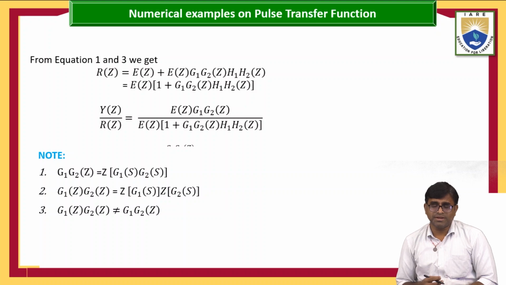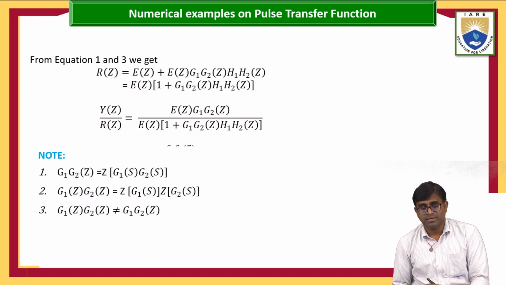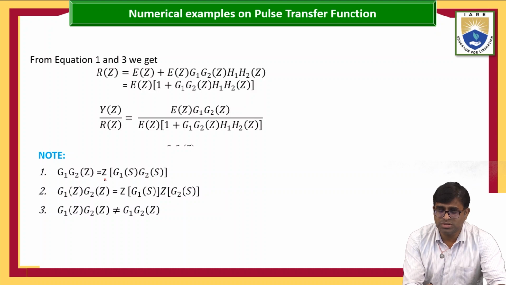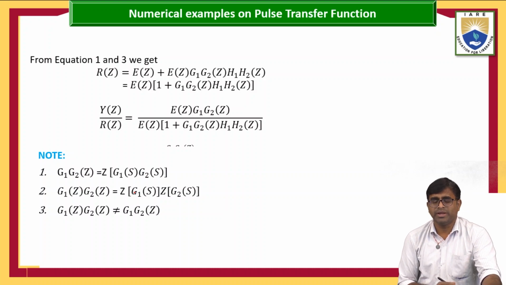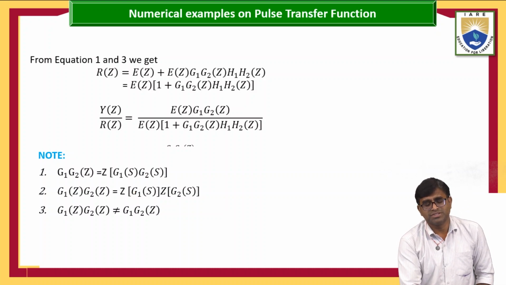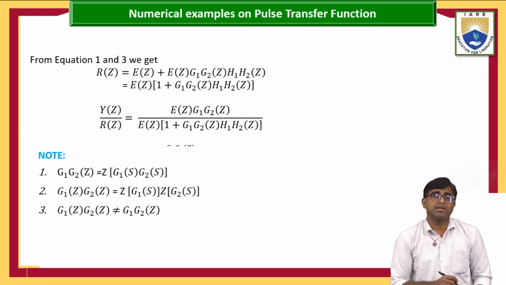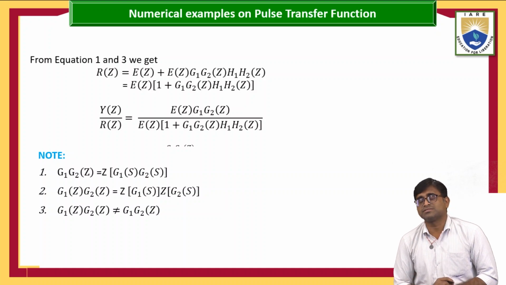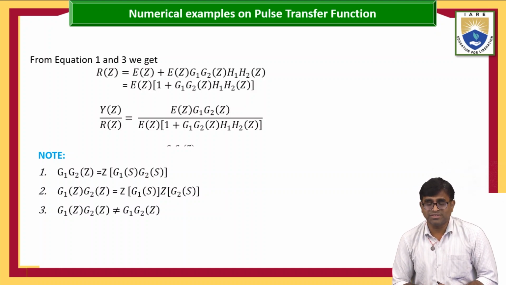Next, one important note: G1G2 of Z equals the Z transform of G1 of S into G2 of S. You have to remember this formula. G1 of Z, G2 of Z equals the Z transform of G1 of S and the Z transform of G2 of S. When two Z transform functions are multiplied, they come as individual terms. Next, G1 of Z into G2 of Z is not equal to G1G2 of Z.